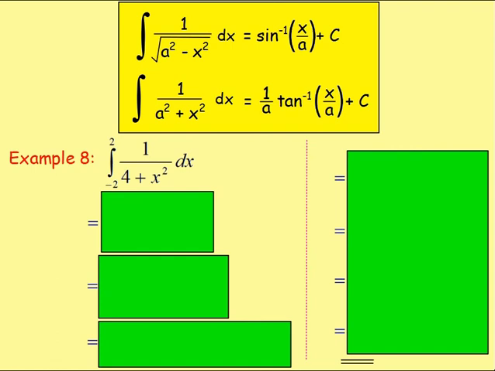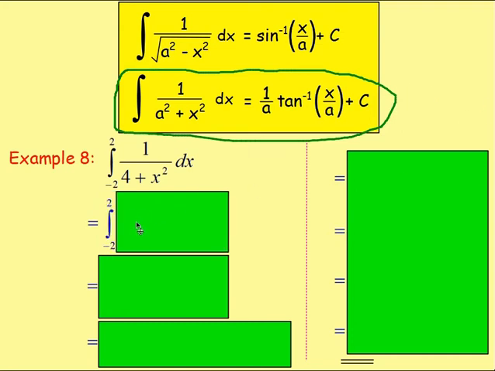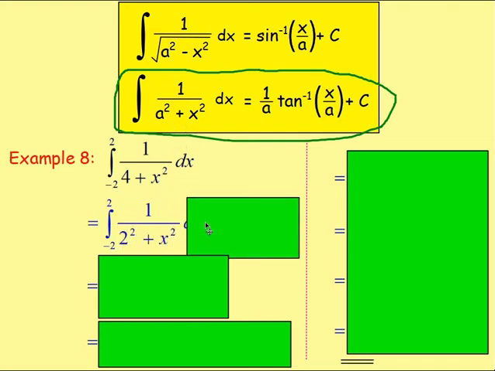Example 8, integrate 1 over 4 plus x squared between 2 and negative 2. Once again, you're thinking, ooh, I've got it in this form. I've got something plus an x squared in the bottom. It looks an awful lot like this. And you're perfectly right. So, you are going to integrate between 2 and negative 2. But if you write it in the form of 1 over a number squared plus x squared, what number will you square, Piotr? Good, 2, so that would be 1 over 2 squared plus x squared.